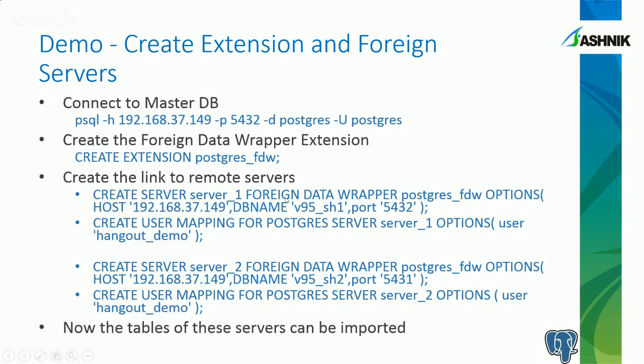Once the server has been added, I need to create a user mapping for this server, and this user mapping will be using a username called Hangout demo. This is a user who will be used to connect to this foreign server. Similarly, I'm adding the second server as well, and I'm using a mapping for this server as well. Now, once this is done, I can import tables from these servers.